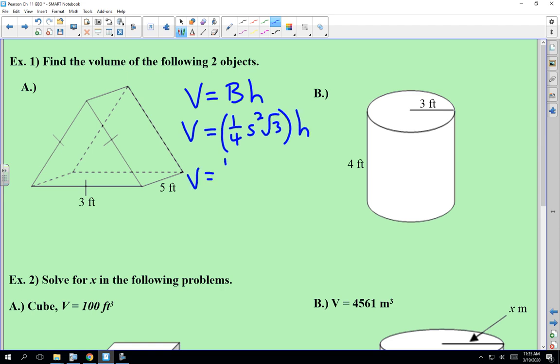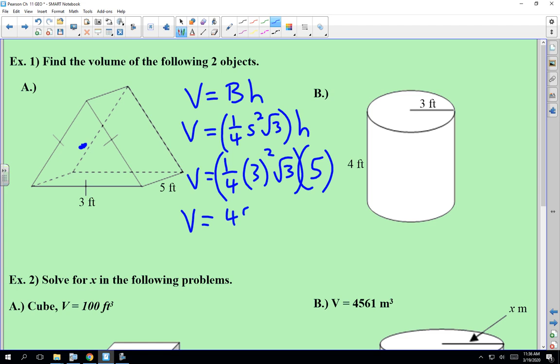So in this case, 1/4 S squared, side length is 3, root 3, and then my height ends up being 5. I know it looks like a depth, but the height is 5. You have to take this shape and picture it sitting on this front face, so you've got a bunch of triangles stacked up to a height of 5 feet. So this is my volume. It's cubic units. 3 squared is 9. 9 times 5 is 45. We've got 45 over 4 root 3 feet cubed. It's like little 1 foot by 1 foot by 1 foot cubes that would fill that in.